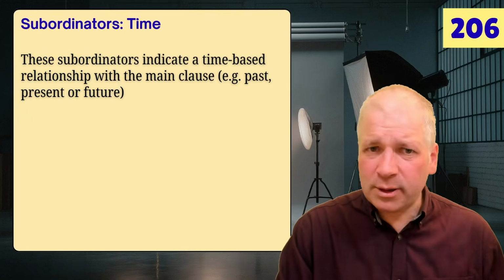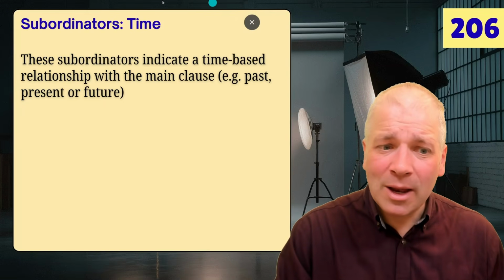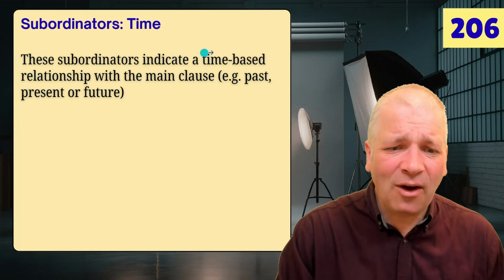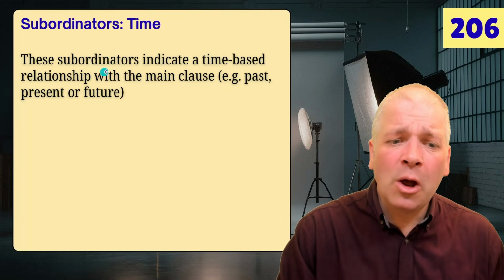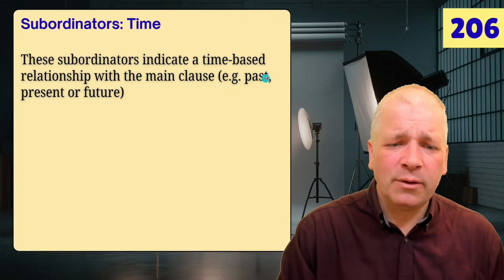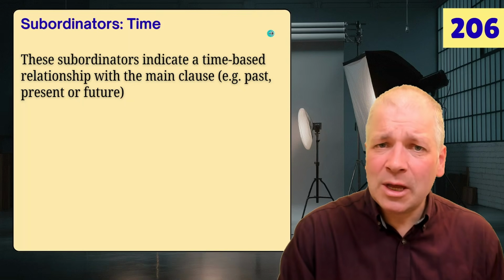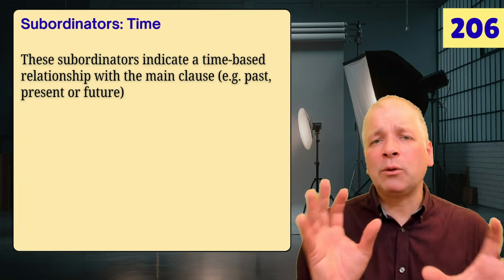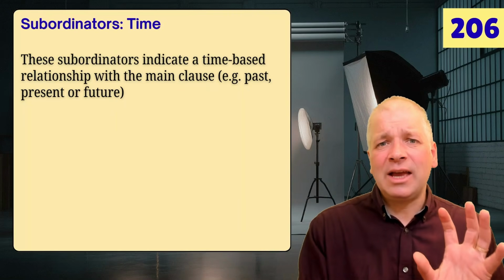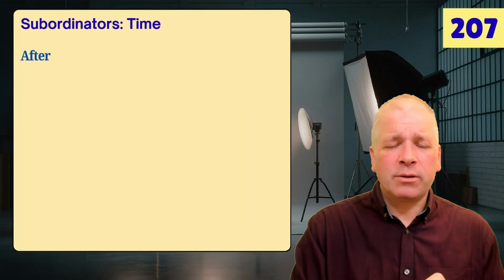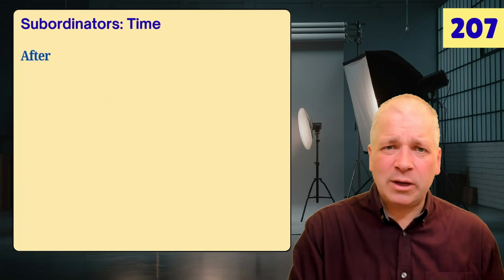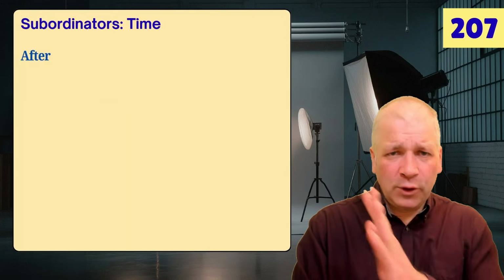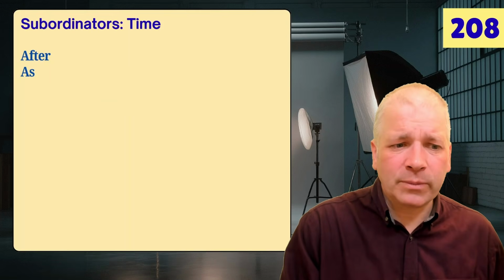And there are lots and lots of subordinators of time. These subordinators indicate a time-based relationship with the main clause. For example, past, present, or future. So if you use the subordinator of time, you're showing how the two clauses are connected in a time relationship. So if you use after, then you're saying something will be in the future compared to the main clause.